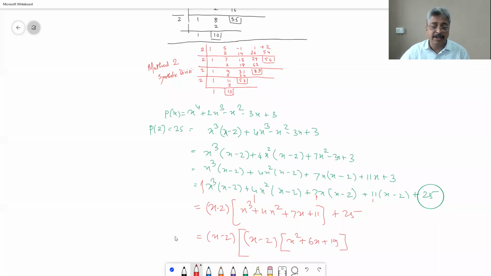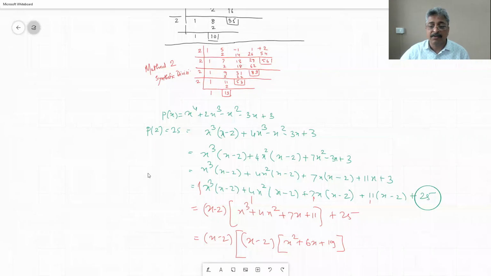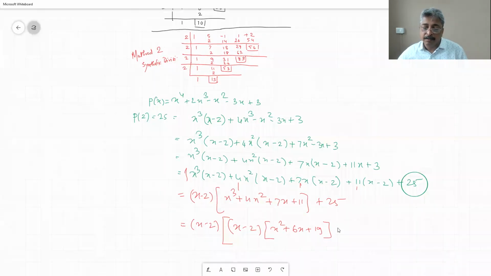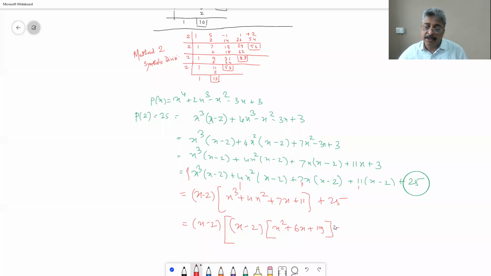Then my second remainder is 49, bigger bracket complete, plus 25. Do you know what I am doing? Every time I am removing one factor, repeat factors will give me the remainders, that is why synthetic division is working. Proof.